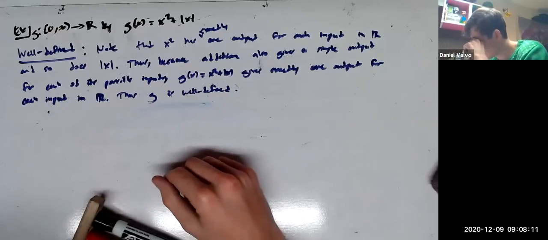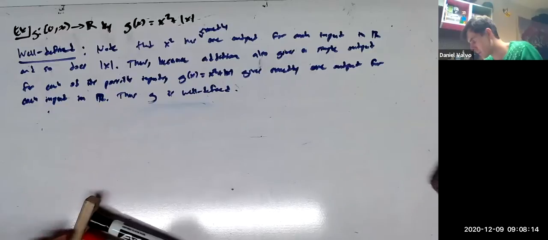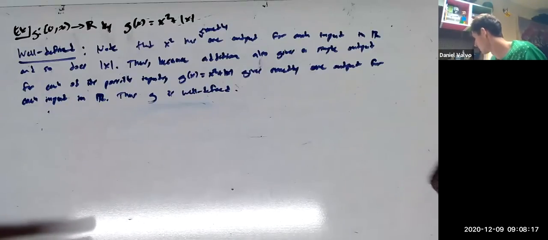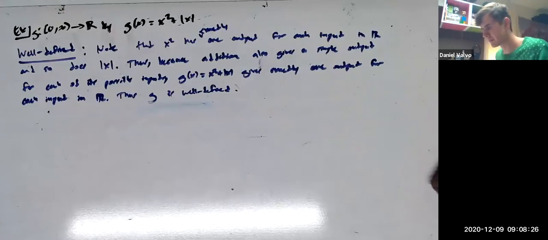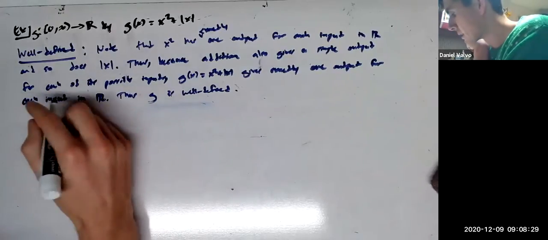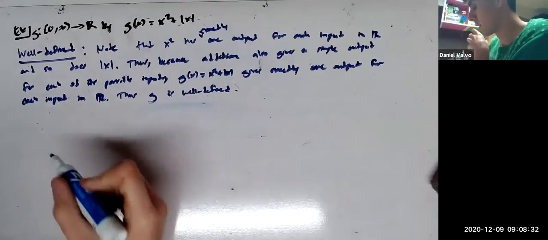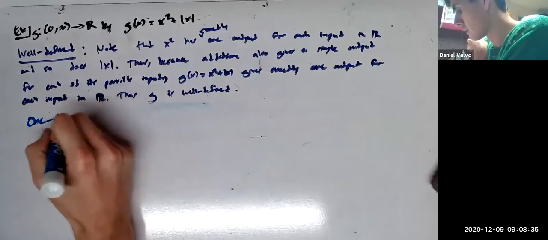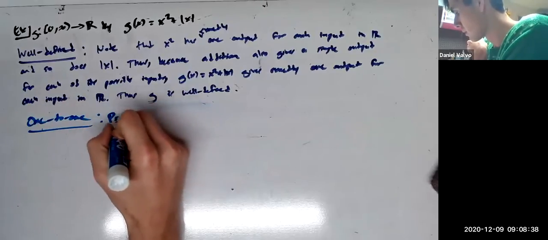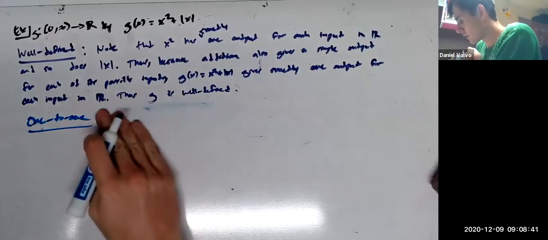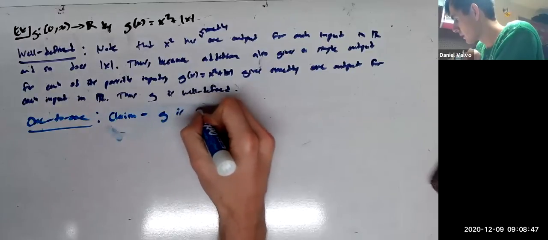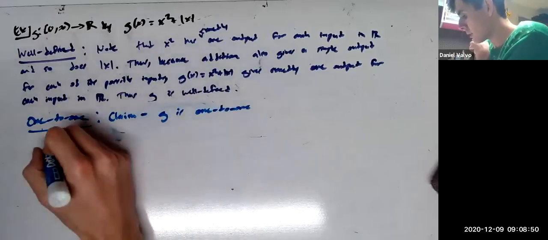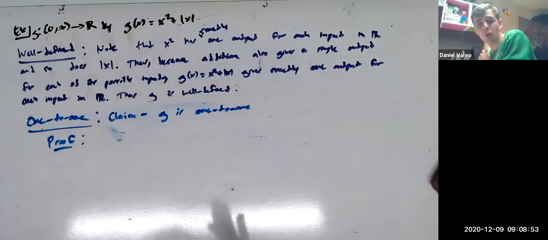That's a good question. And so the way we prove it is, let's go by the following. Yes. So the way we prove it goes by the following. Let's go ahead and say one-to-one claim: G is 1-to-1. Proof. So the proof that something's 1-to-1 always goes the same way.